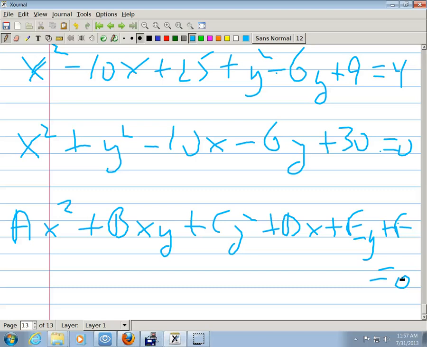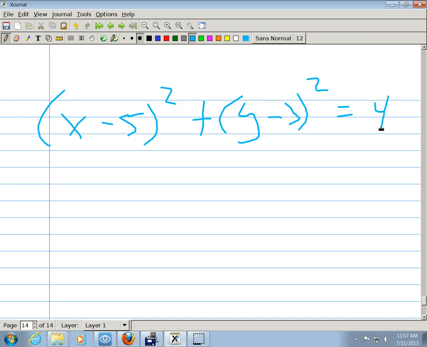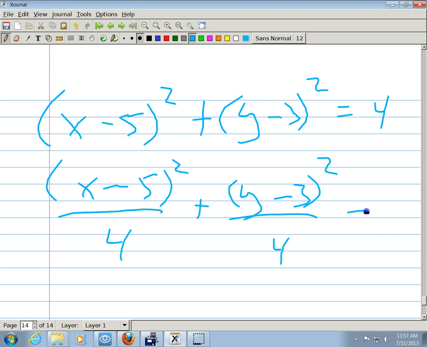Positive is hyperbola, 0 is parabola or degenerate, negative is an ellipse, which includes a circle. It's elliptical. Circles are considered ellipses, right? Okay, why are circles considered ellipses? Well, think of it this way. What if I said x minus 5 squared plus y minus 3 squared equals 4, right? Is that what I had? What if I divide everybody by 4? x minus 5 squared over 4 plus y minus 3 squared over 4 equals 1. That's still a circle, right? What is that? That's elliptical form. This is circular form, this is elliptical form.